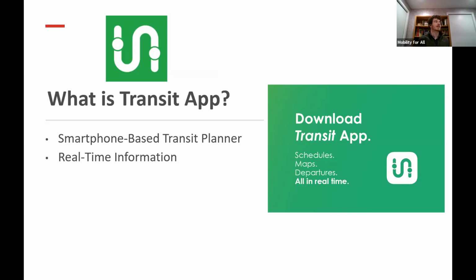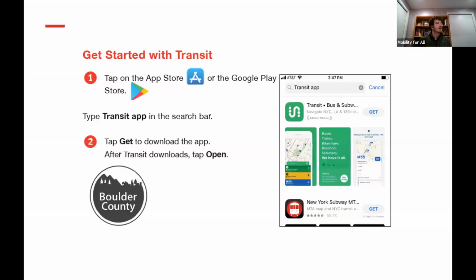So now we'll get into the transit app. So what is a transit app? It's a smartphone-based transit planner with real-time information, and it works in multiple cities. The Denver area, Denver, Boulder, the whole metro area, the RTD district, is one of many different transit regions that is part of the application. But if you were traveling and say in San Francisco, the app would work there with updated bus information. So it's for public transit, and it works in many different cities throughout the US and even some internationally as well.